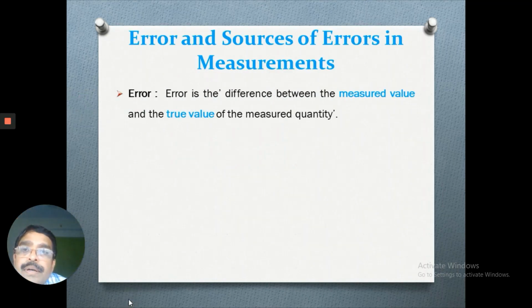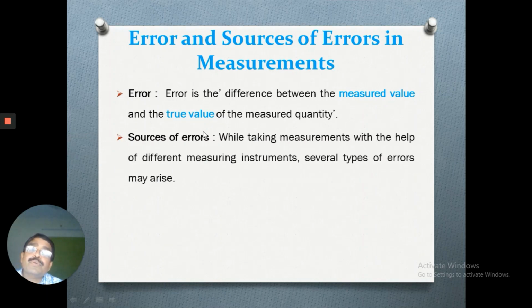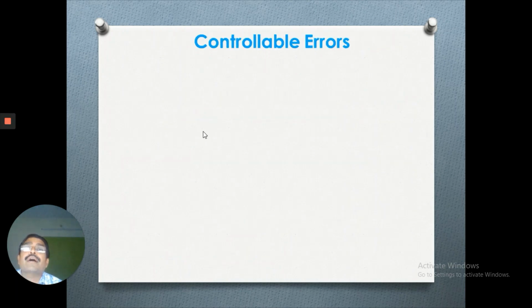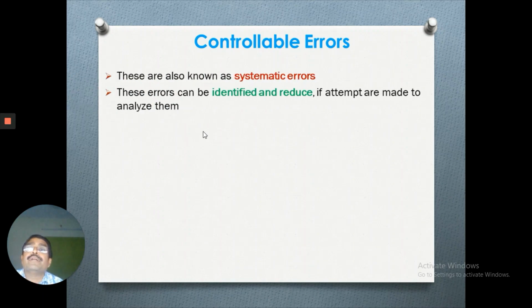Here, again, error and sources of error in the measurement. Error is nothing but the difference between the measured value and the true value. We have already discussed this. As far as the sources of error are concerned, there are two major sources: one is the controllable error and the other is the random error. In controllable error, as the name suggests, it can be easily controlled or easily detected. These errors are identified and reduced, and if proper analysis is done, we can reduce them. That is the meaning of it.